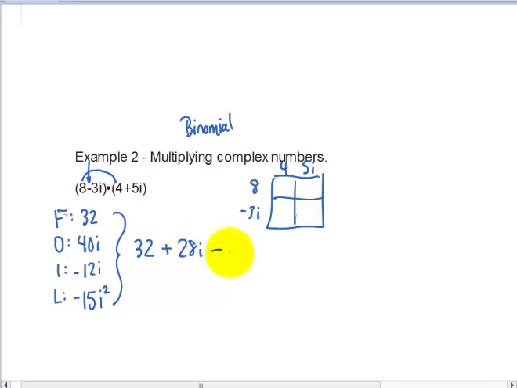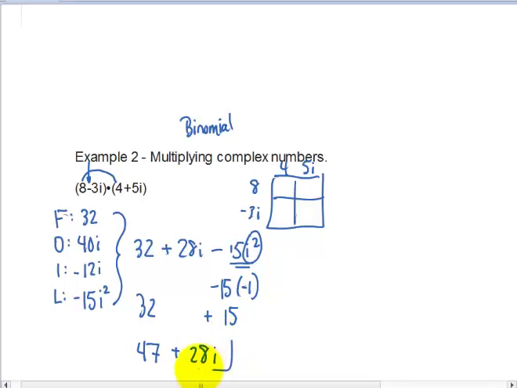Now I have this other term that's -15i squared. But this i squared can be changed to positive 15 because i squared is equal to -1. It's as if we have -15 times the -1 value, which makes it plain old 15. Now I can add it to the 32 to keep my real parts together. So I'll have 47 plus 28i, and this would be my answer to that multiplication.